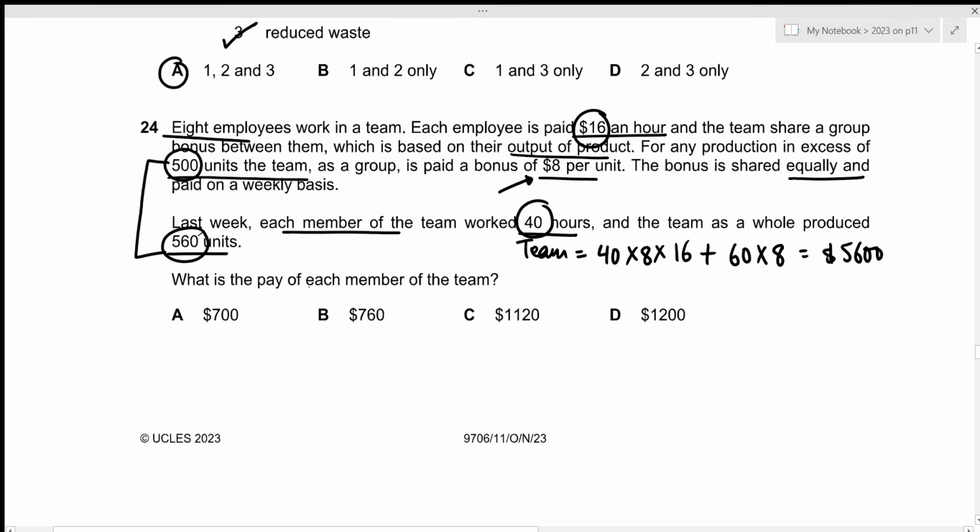Now we need to figure out the pay of each member. And since the bonus will be split equally among the team, we just have to divide this 5,600 by the total number of employees within that particular team. And that's 8, right? So we're looking at 5,600 divided by 8, which will give the value of 700. So that's the answer we're looking for, which is given in option A.